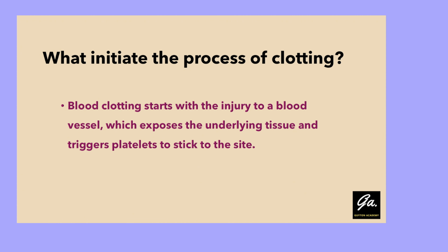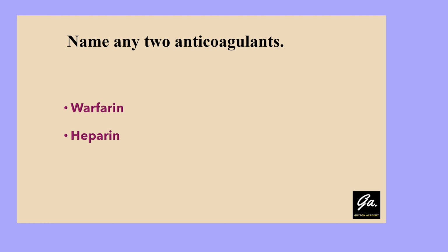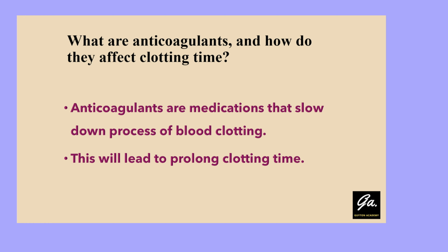What initiates the process of clotting? Blood clotting starts with injury to a blood vessel, which exposes the underlying tissue and triggers the platelets to stick to the site, as I told you before. Name any two anticoagulants: warfarin and heparin. What are anticoagulants and how do they affect the clotting time? Anticoagulants are medications that slow down the process of blood clotting. This will lead to prolonged clotting time.